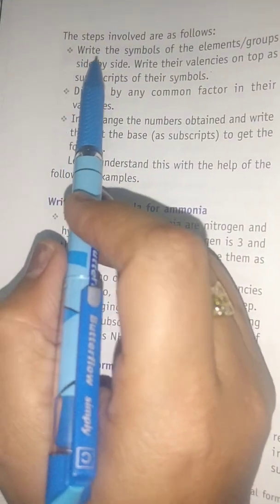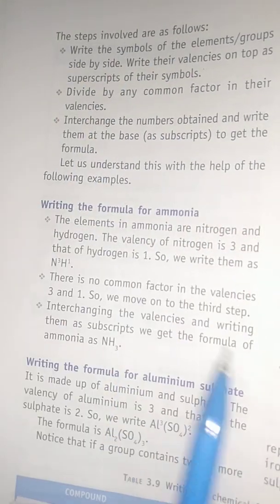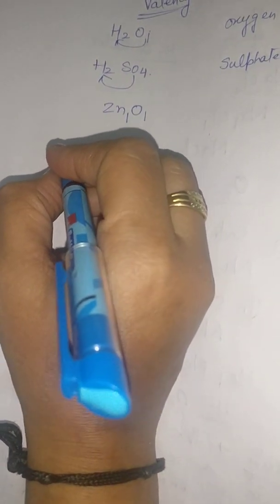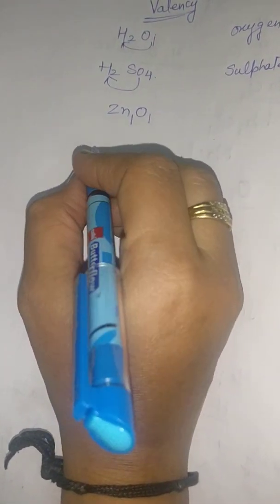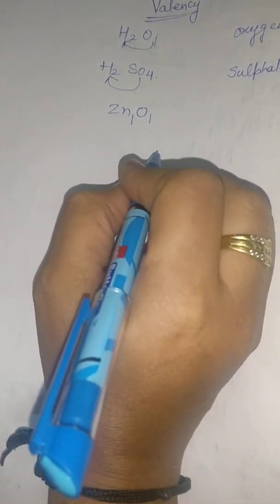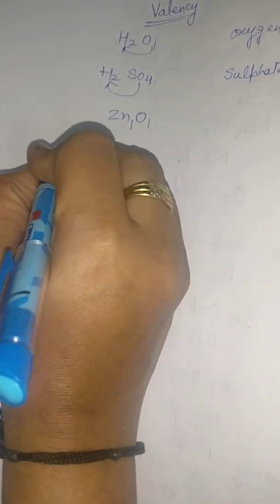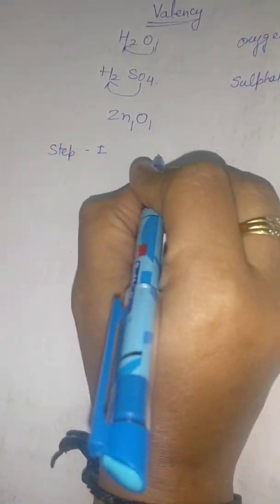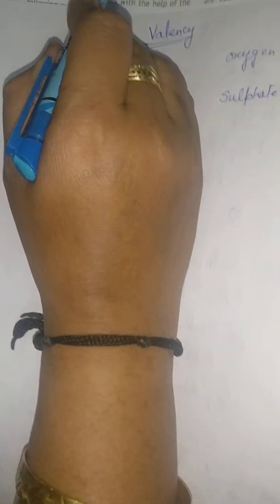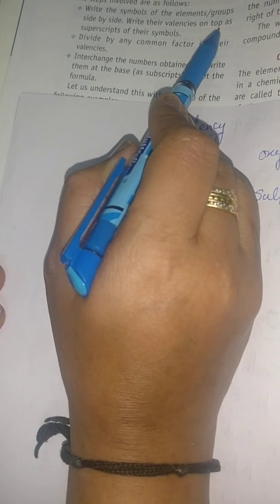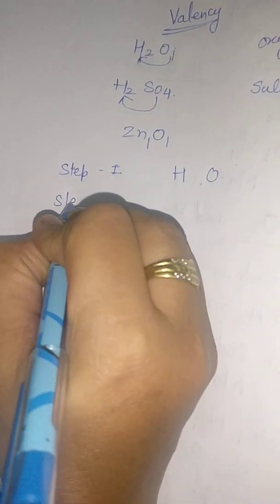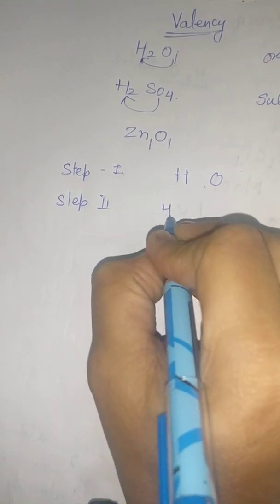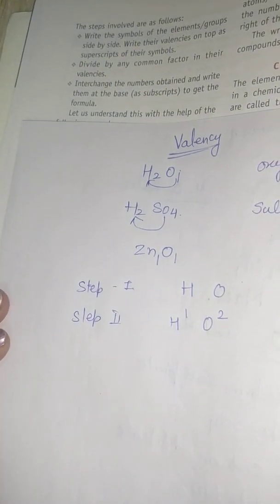In the first point, write the symbols of the elements. Firstly, we will write the symbols. I am taking the example of water. Water contains H2O. Its formula is H2O. In the first step, we will write the symbols of hydrogen and oxygen. In the second line, it is mentioned, write their valencies on the top as superscript. In step 2, now we have to write the valencies on the top. Superscript means to write the valency on the top.